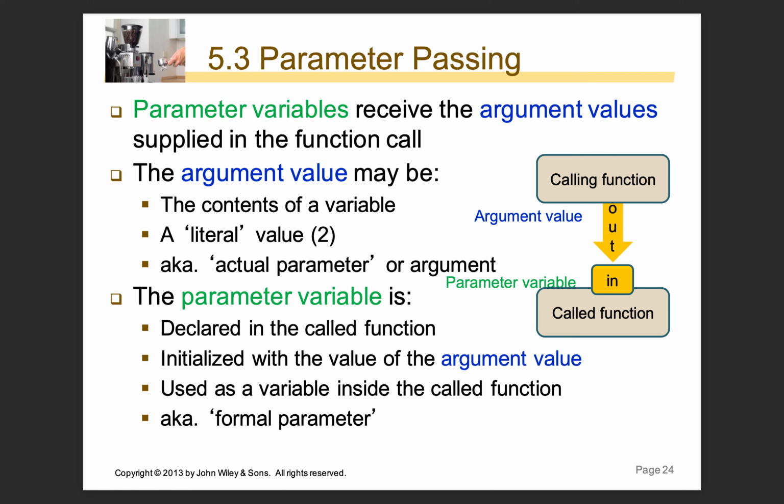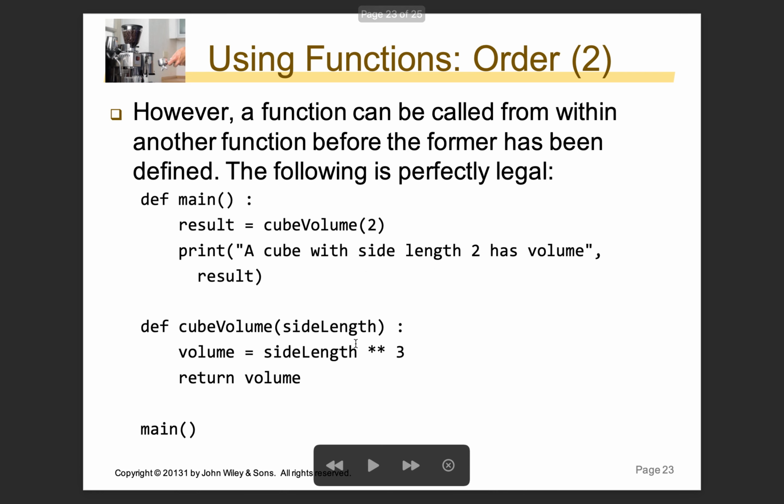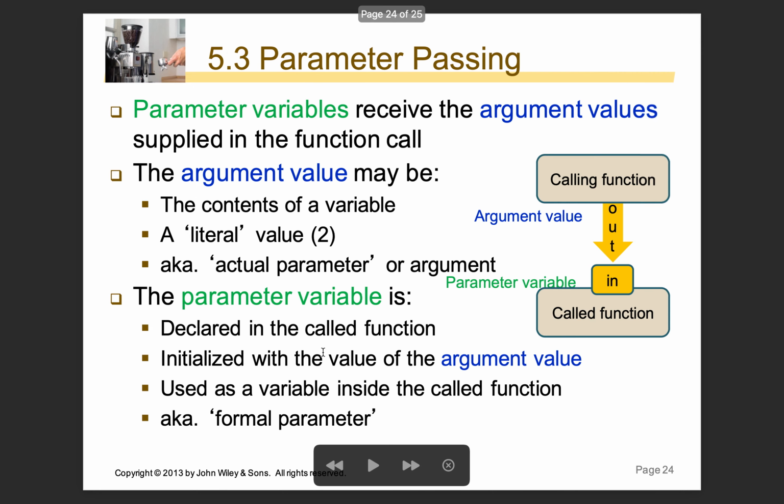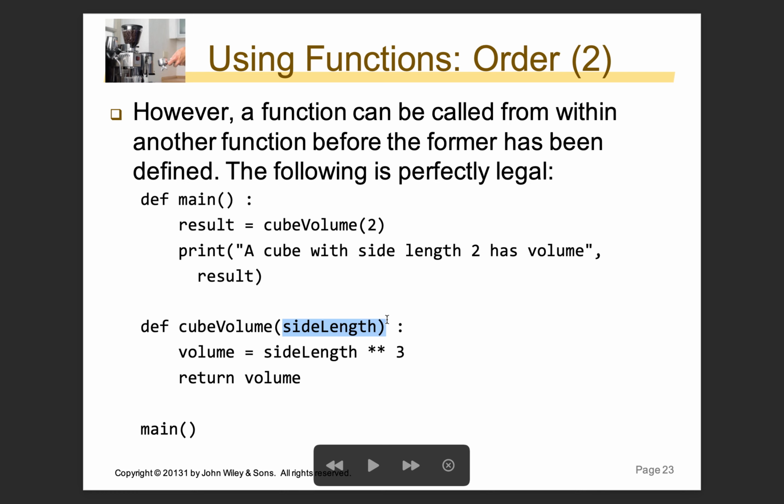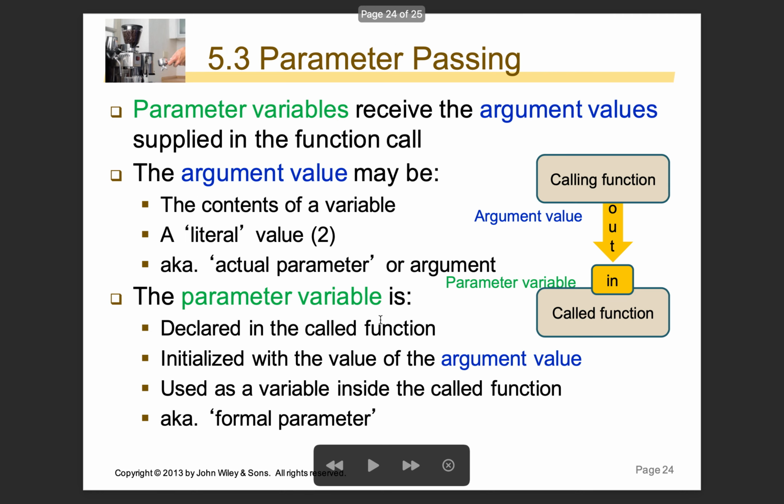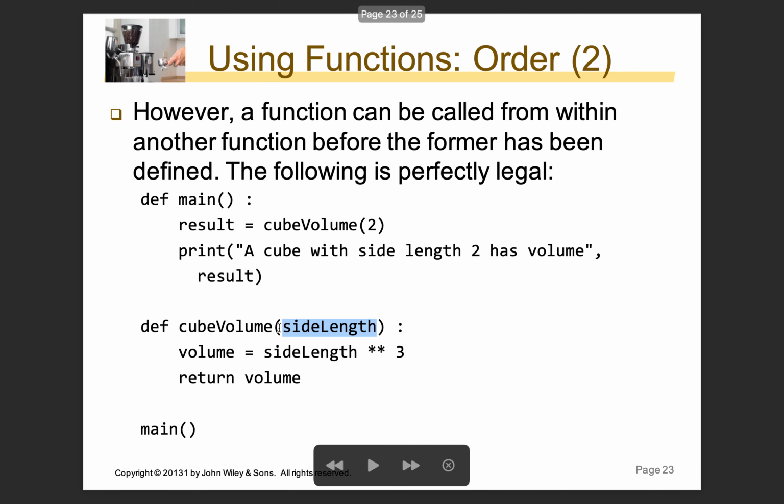Okay. So to finish us up for this session, we have our call. We've got our arguments, and they're being used in the program. Parameter variables receive the argument values supplied in the function call. So the side length variable receives the argument value supplied to it in the function call. So in our example here, side length, the parameter variable, is going to be assigned the argument value 2.